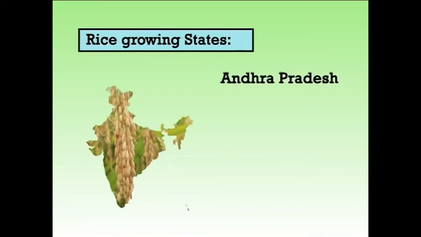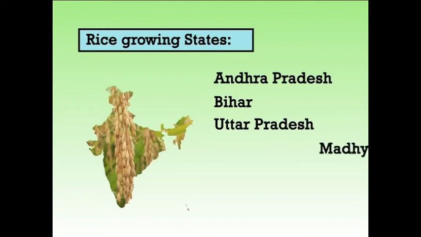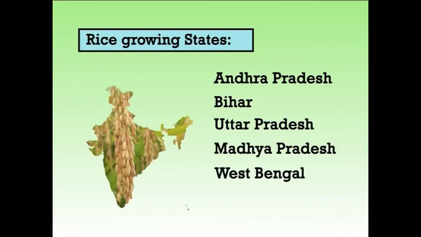In India, rice is grown in almost all the states. Andhra Pradesh, Bihar, Uttar Pradesh, Madhya Pradesh, and West Bengal lead in the area. West Bengal and Uttar Pradesh have the highest rice production. The average yield per hectare is highest in Punjab.